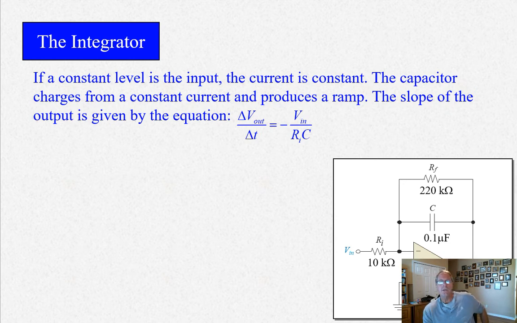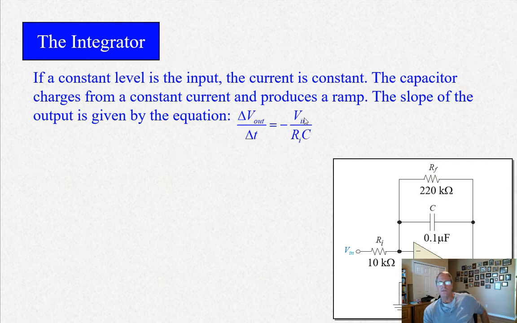Yeah, okay, so here's an equation. You're going to want to put this on your equation sheet, okay? This is delta Vout, that's right here, over delta time equals minus Vn over RC. So this is the RC time constant, so 10K, 0.1 microfarad here.